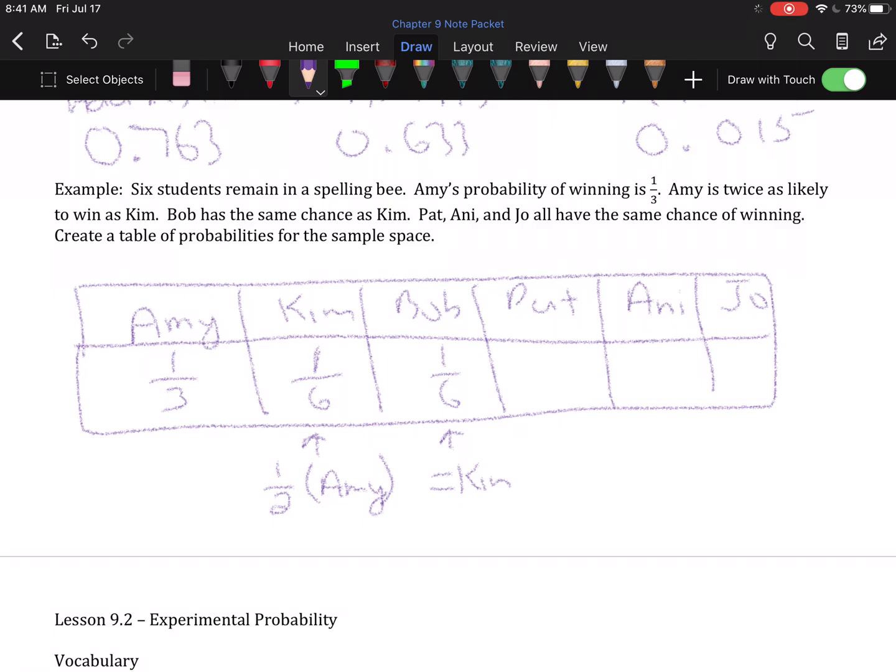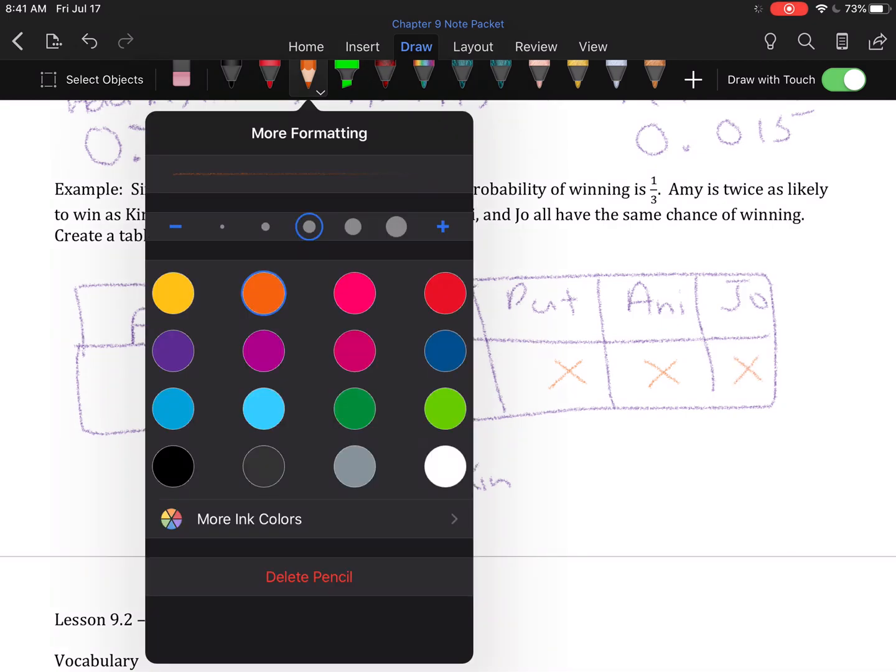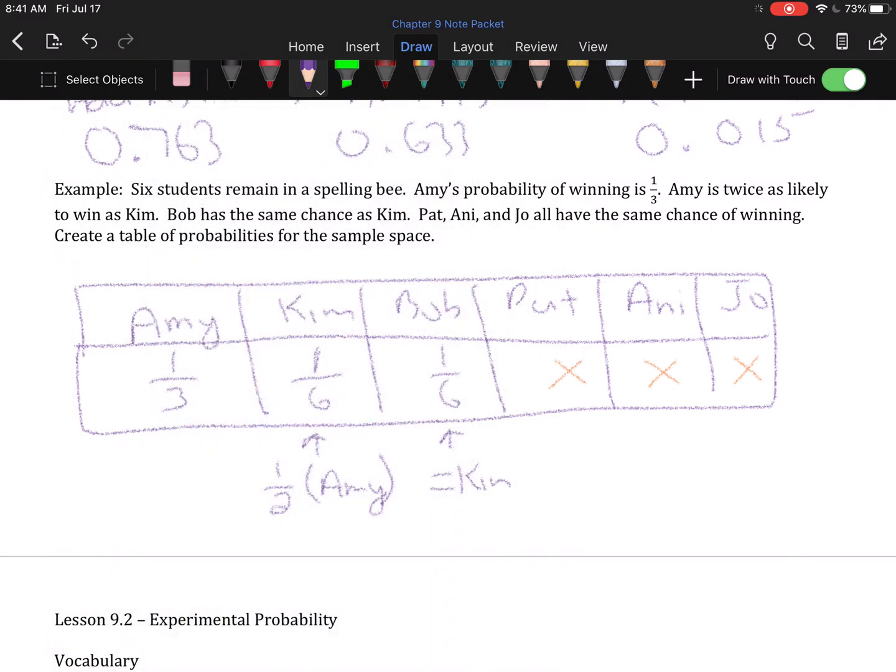What we don't know are these last 3. So I'm temporarily going to say that they have X probability of winning. Now, I told you before the probabilities must add up to 100%. When dealing with fractions, that means they have to add up to 1. So what I'm saying here is we have this 1/3 for Amy, and 1/6 for Kim, and 1/6 for Bob, and these 3 X's, so 3X. If I add all those up, I have to get 1.